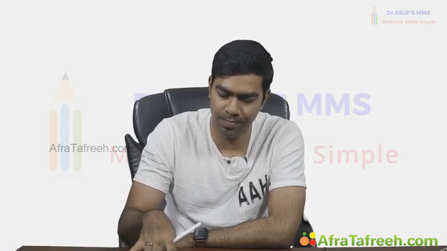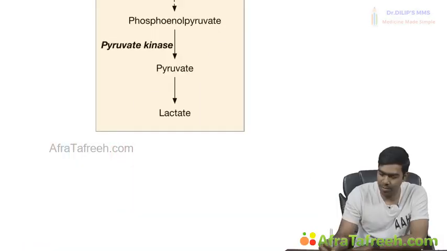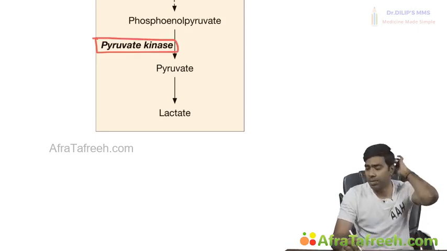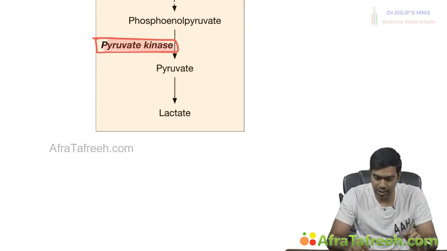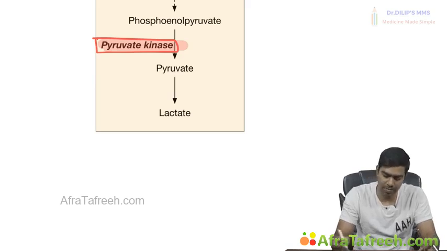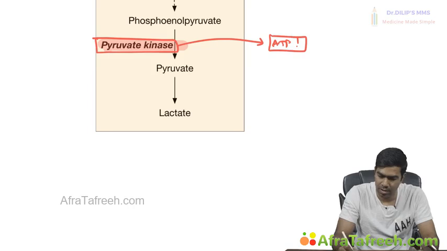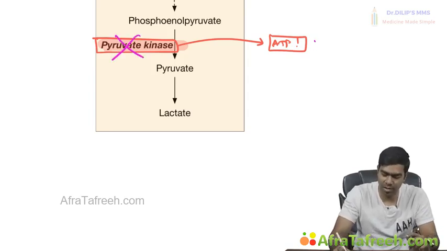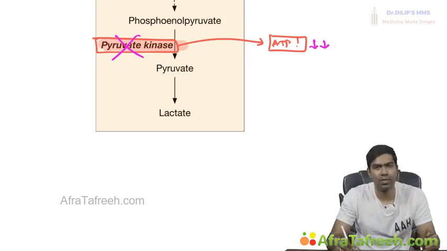Then we can go to the pyruvate kinase deficiency. So you know very well, pyruvate kinase is also an enzyme of the Embden-Meyerhof pathway, that is glycolysis. You have pyruvate kinase enzyme here. Why may pyruvate kinase deficiency result in hemolytic anemia, especially extravascular hemolysis? Because this pyruvate kinase step is going to yield one ATP molecule. So whenever pyruvate kinase is deficient, the RBC is going to have reduced ATP production.